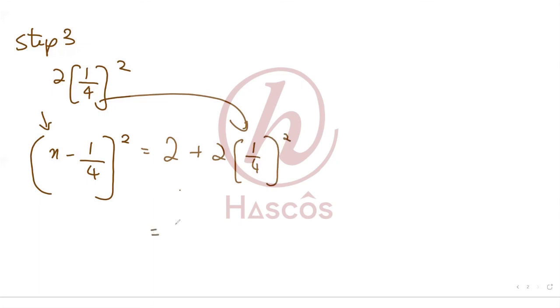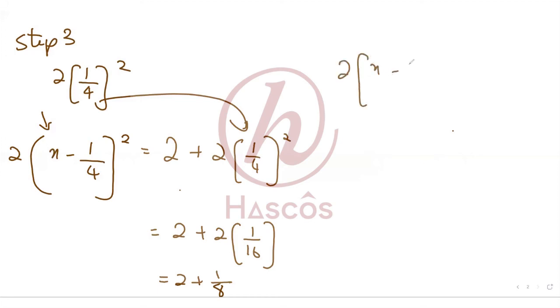And after simplifying the right hand side, we get 2 plus 2 into 1 upon 16. And then we get 2 plus 1 upon 8. And then when 2 plus 1 upon 8 is simplified, we get 17 upon 8. So we have a 2 over here. Beg your pardon, forgot to write a 2 over there. So 2 bracket x minus 1 upon 4, the whole thing square, is equal to 17 upon 8 on the right hand side.